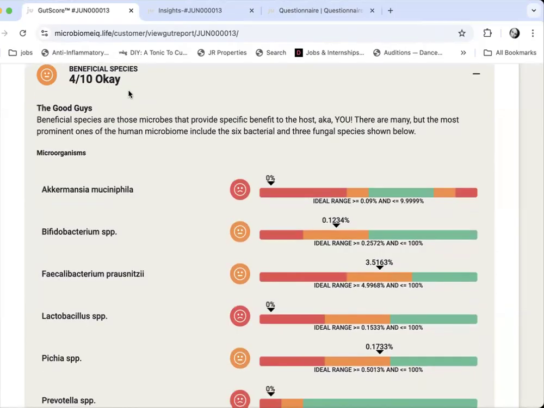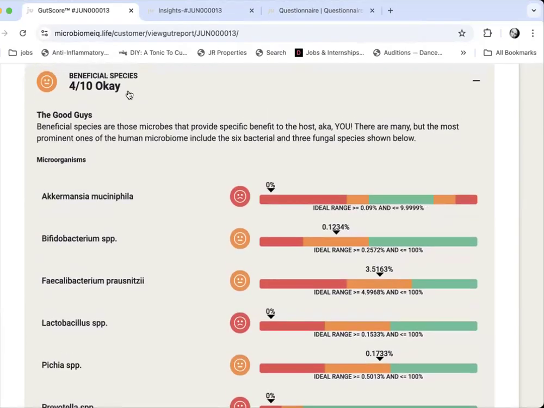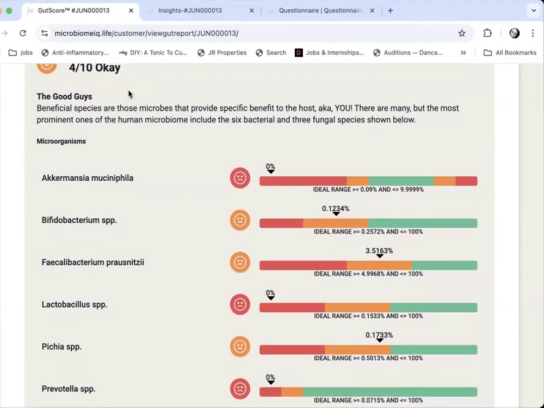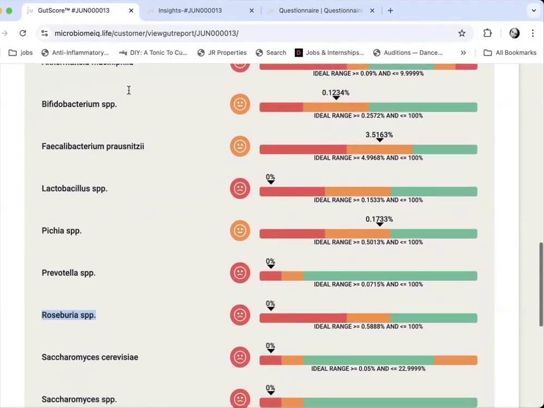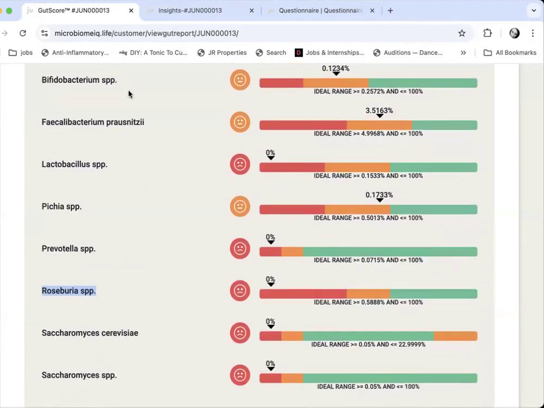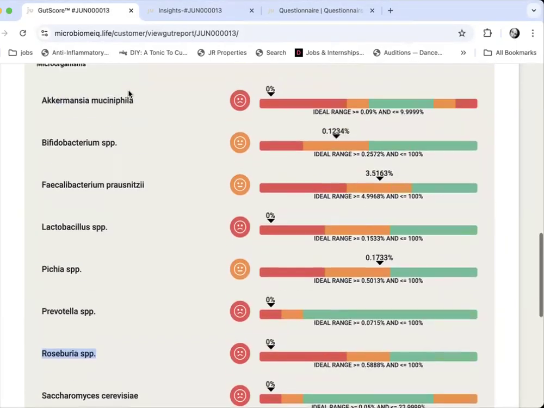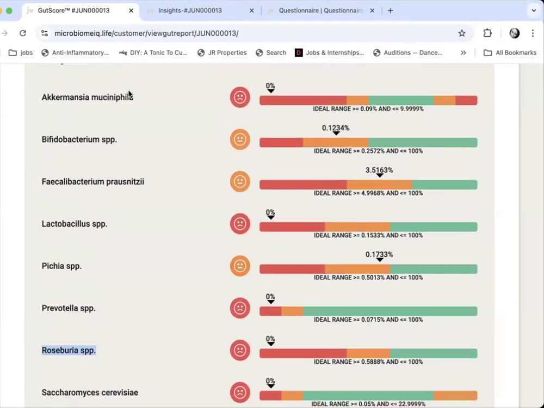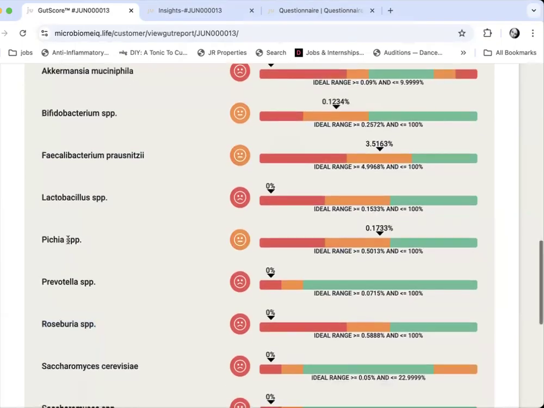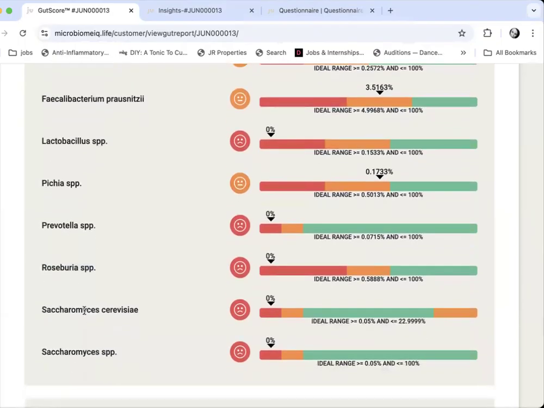But anyway, this section is pretty self-explanatory. It's going to tell us where we stand with this group of protective or anti-inflammatory species that we are interested in, and this can really help guide your clinical interventions. So you'll notice that we have a lot of our short-chain fatty acid producing species listed here, like our Faecalibacterium prausnitzii, which is super, super, super important. We have Pichia, which is a really important protective fungi, as well as Saccharomyces cerevisiae and Saccharomyces spp.